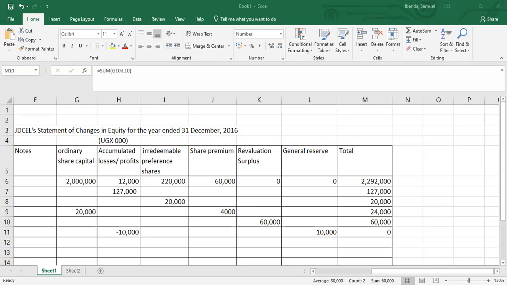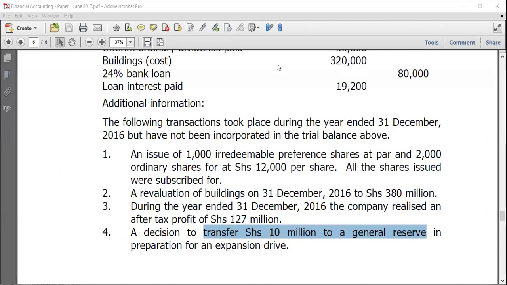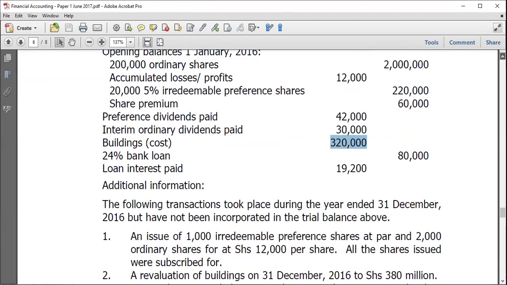Somebody says they don't seem to understand revaluation. So I said, why do we revalue our assets? We revalue our assets when their market value is way different compared to the value we have within our books of accounts. And I say that for this building, they gave us that this building was at 320, right here, as the information they gave us.